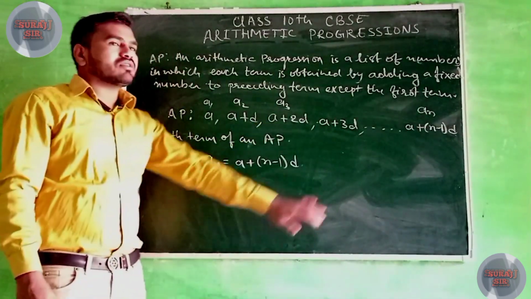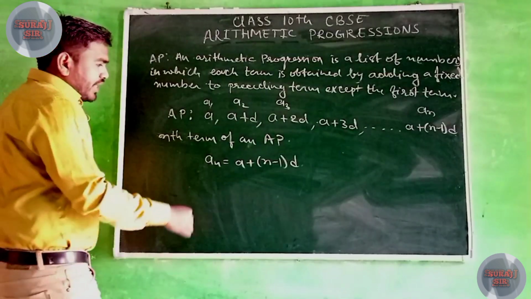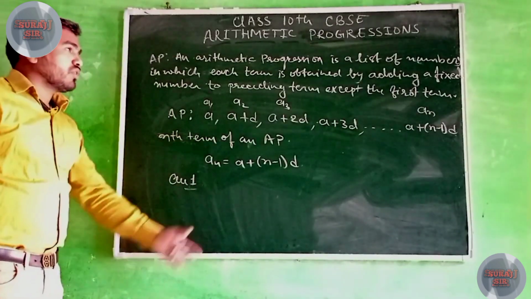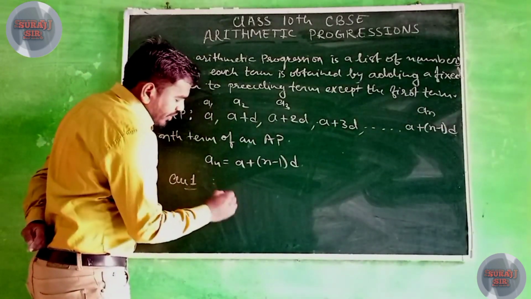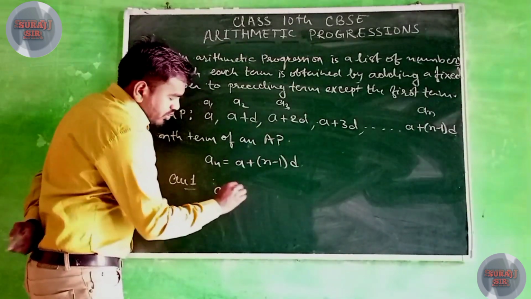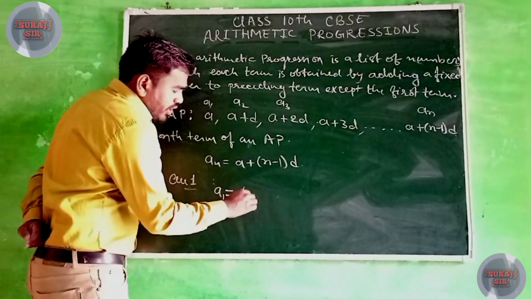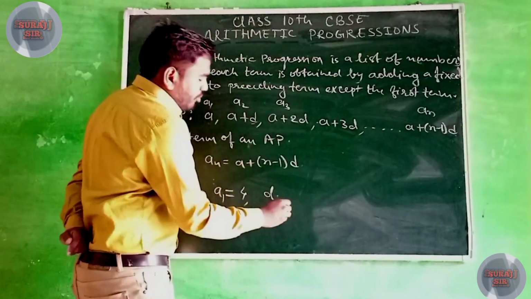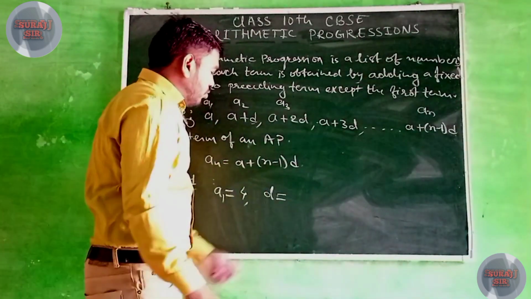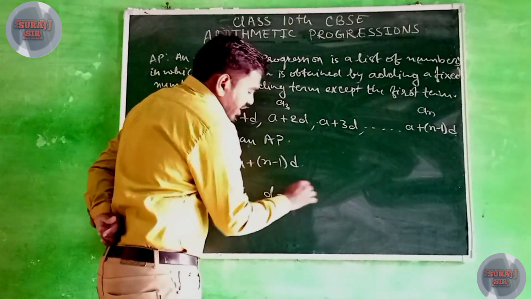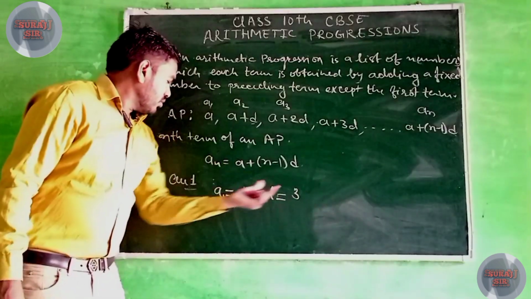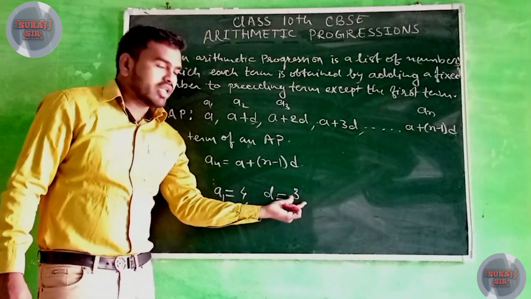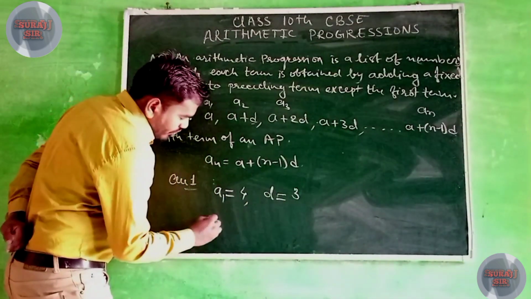Okay, these are basic questions. Suppose it is given, beta. Let us do an example question. If the first term of an AP is 4, the first term a1 is equal to 4, it is given, and the common difference D is also given. The common difference D is equal to 3. If the first term is 4 and the common difference of the AP is 3, then find the 10th term. What will be the 10th term?